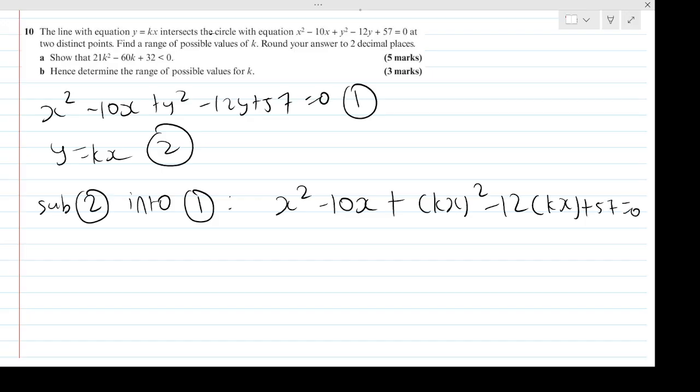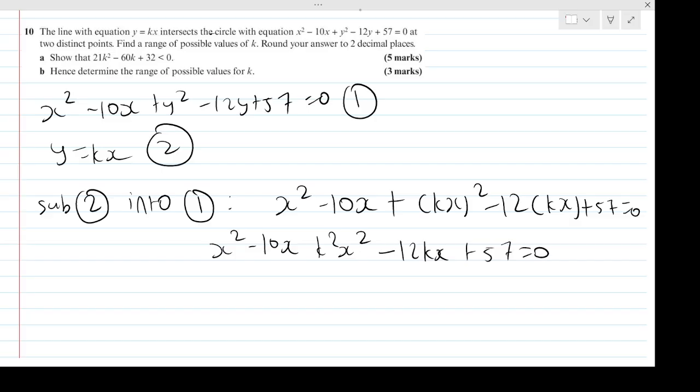So again, if we expand it, we get x squared minus 10x, then (kx) all squared will be k squared x squared. Remember your third law. If we have a bracket squared, you raise everything inside the bracket to the power, so it'd be k squared and x squared. Okay, then minus 12kx plus 57 equals 0.